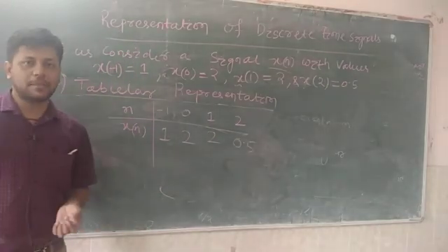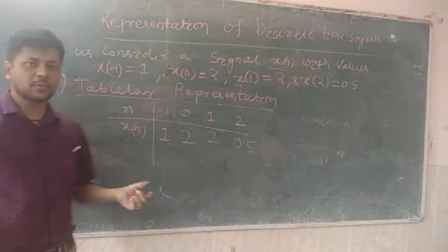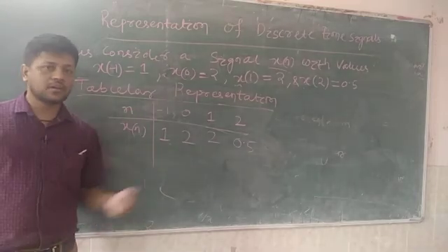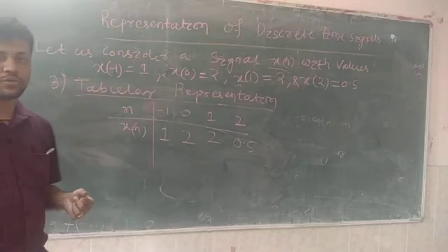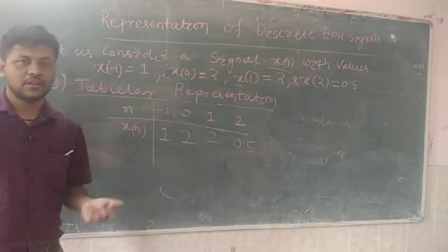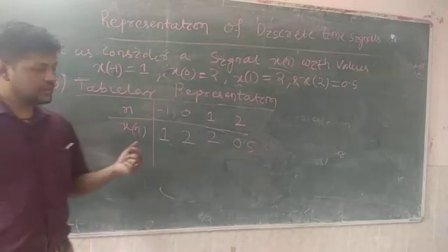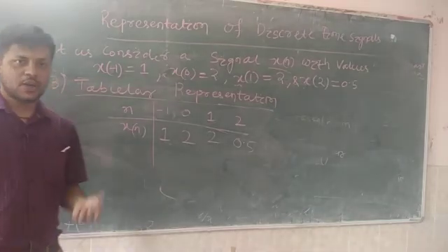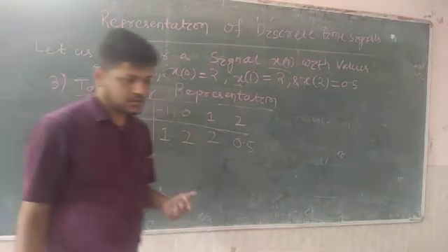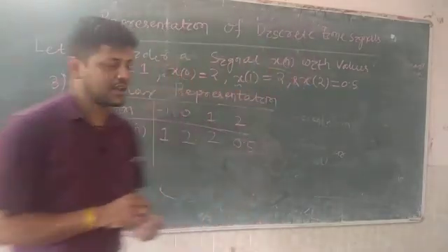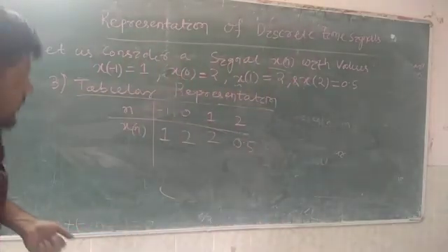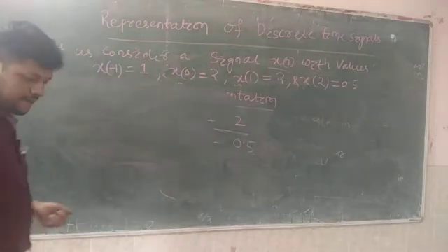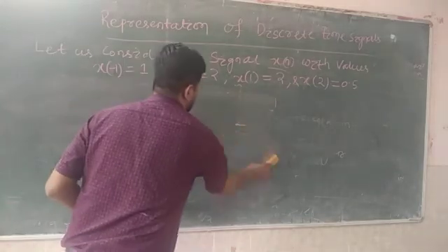But mostly we use the graphical representation. In some cases we represent the signal in functional representation. Tabular representation is rarely used, in one or two scenarios, such as the tabular convolution method, where we will study this tabular representation. Then we have the fourth and last one, your sequence representation.